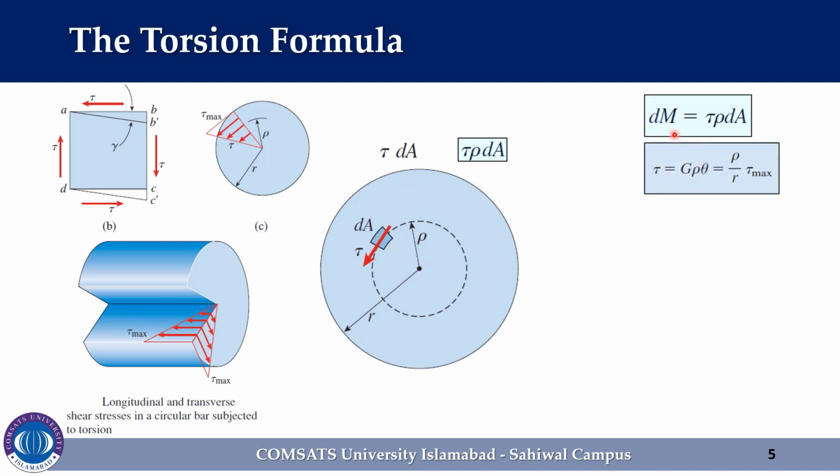And we know that the equation of shear stress is tau equal to G ρ theta, and also expressed as ρ over r tau max. So substitute tau from this equation. We can also express the elemental moment as dM, which is equal to tau ρ dA, and after substituting tau from the above equation, we can express this as tau max over r ρ squared dA.